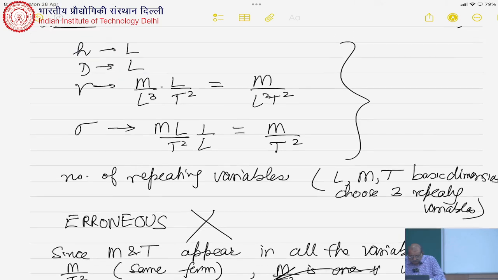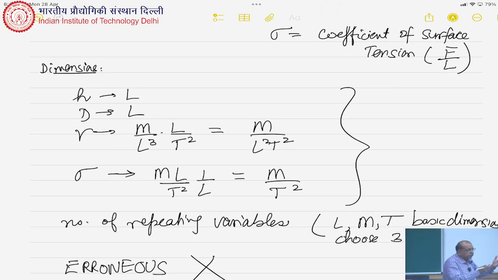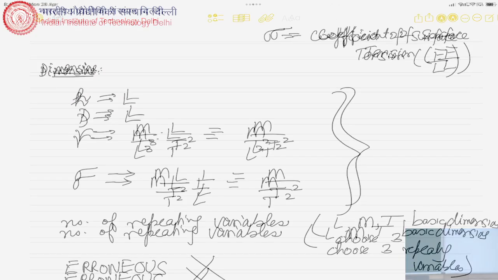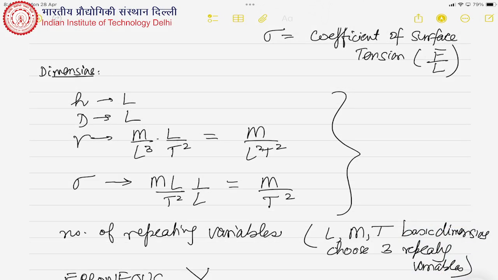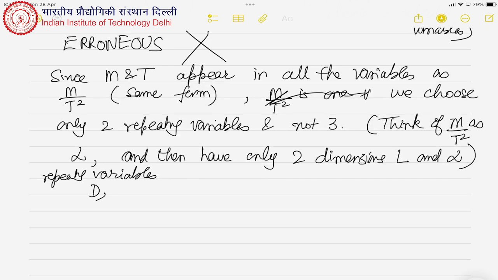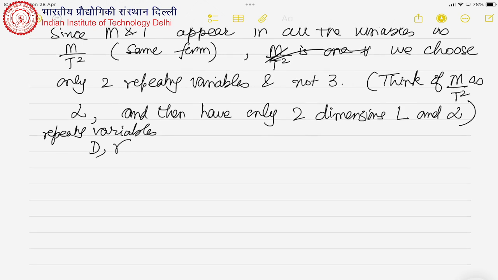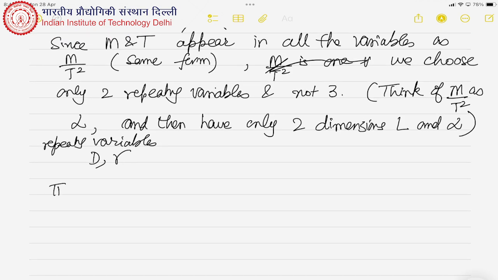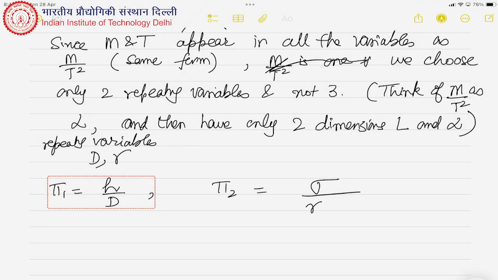obviously we do not choose H, unless of course if nothing else is available, then we will choose L, because H is what we have to find. H is the dependent variable. So we choose D and we choose one of gamma and sigma. So let us say we choose D and gamma. So then we get pi 1 is equal to H by D and pi 2 is equal to sigma divided by gamma D square.